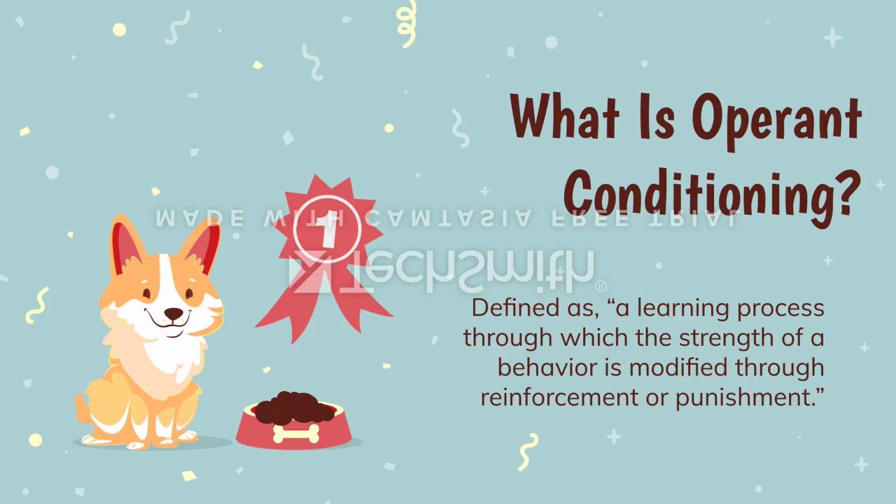Now, by comparison, operant conditioning is a learning process through which the strength of a behavior is modified through reinforcement or punishment. So with classical conditioning, we're creating associations between different stimuli to create conditioned stimuli and conditioned responses, whereas with operant conditioning, we're strengthening behaviors through reinforcement or punishment.